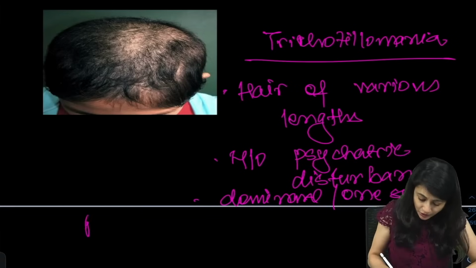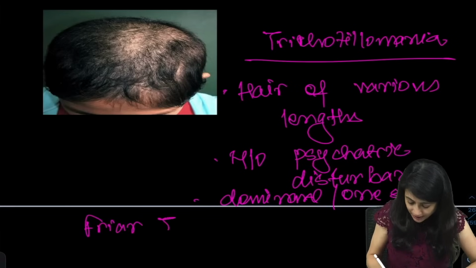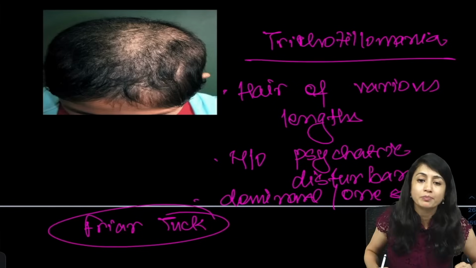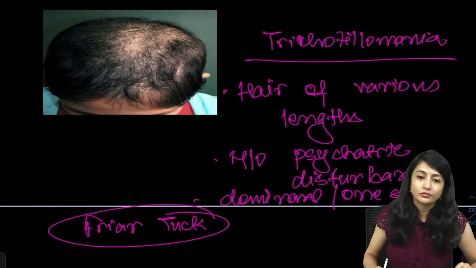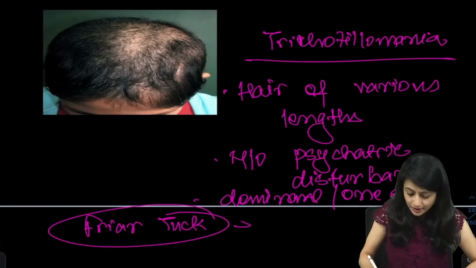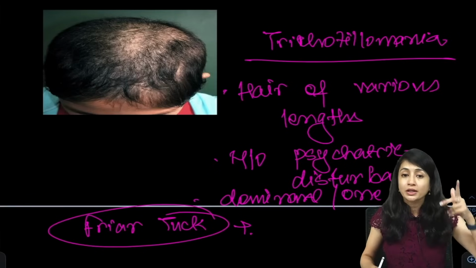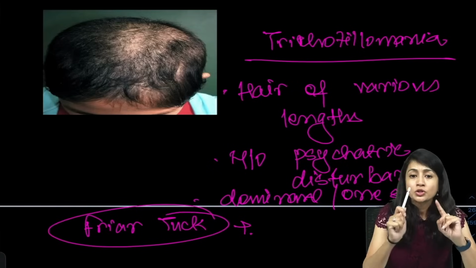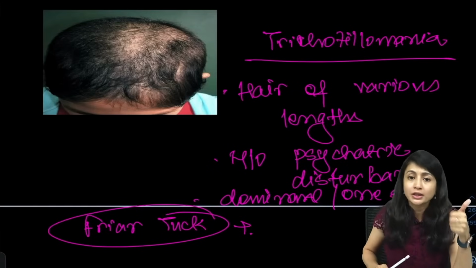Friar Tuck's sign. Absolutely right. So Friar Tuck's sign is seen. He was a character in Robin Hood movies who had this particular type of hair which was depicted. Okay, so patchy alopecia. And the last is moth-eaten alopecia, which is seen in syphilis. So these are the different kinds of patchy alopecia that may be given to you.